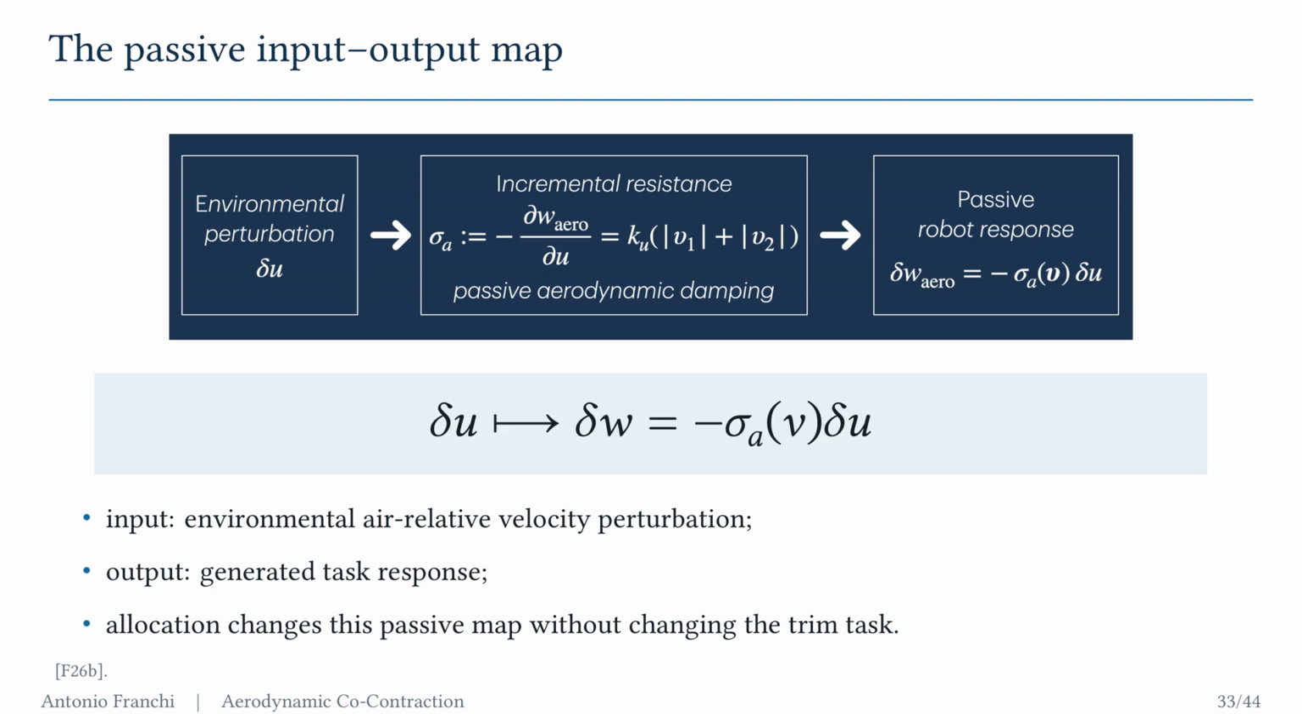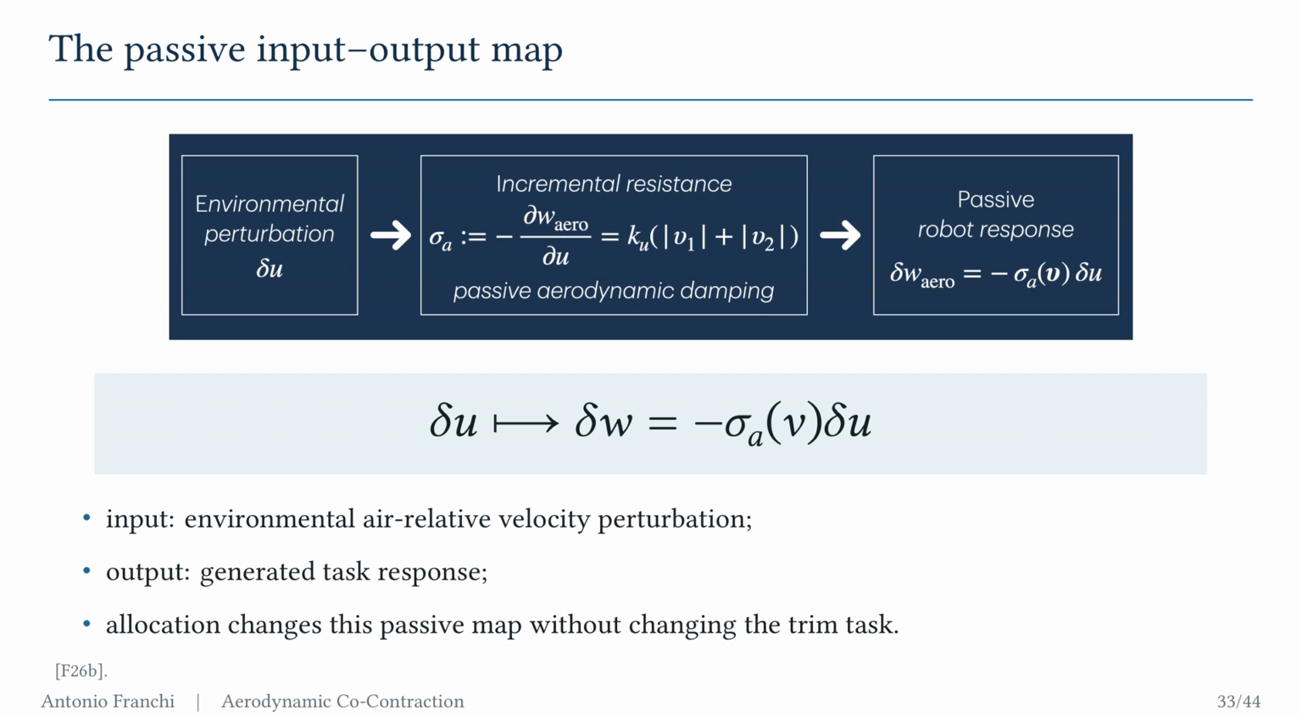The passive input-output map can now be written directly. A small air relative velocity perturbation delta u produces the task variation delta w equal to minus sigma sub a times delta u.